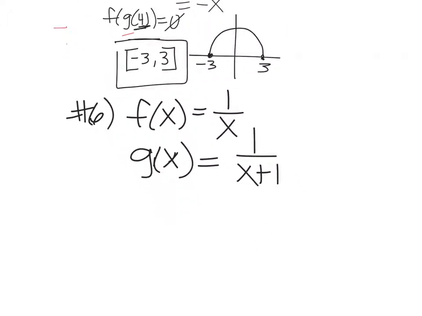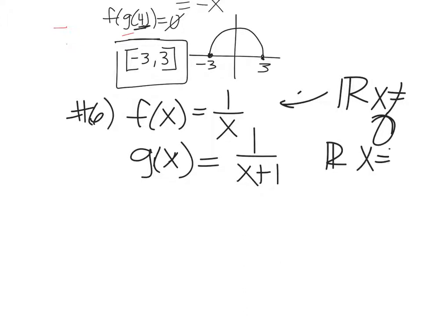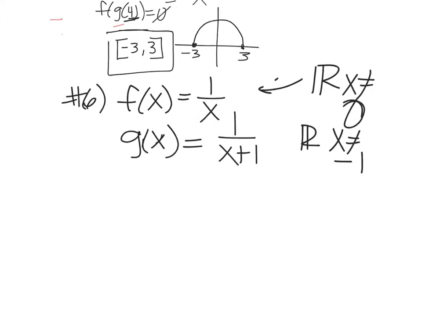Okay, now, as you know, both of these have domains that are not all real numbers. What's the domain of f of x? This one? All real numbers except for 0, okay? And then this one? All real numbers except for negative 1. Now let's find the domain of f of g of x.